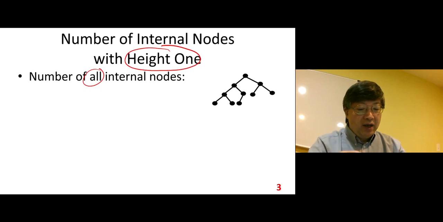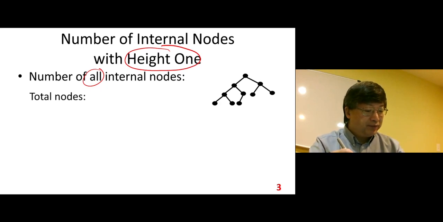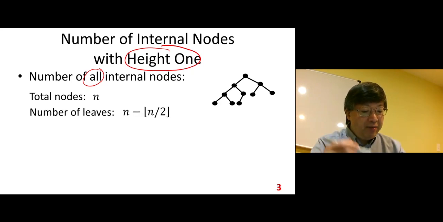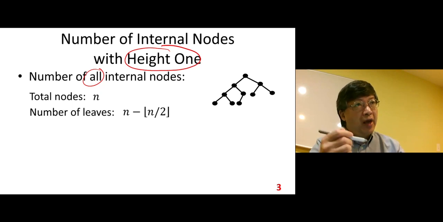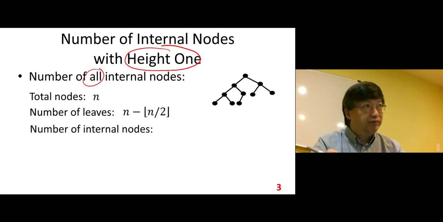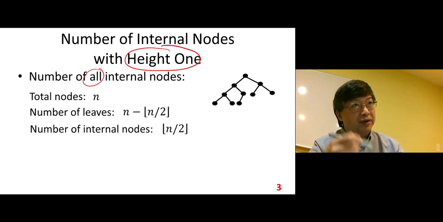All right, so look at this. This is an example heap. Now we want to look at the number of internal nodes first, all internal nodes first. The total nodes given is n, and we also know the number of leaves is n minus floor function of n over 2. Now the difference is the number of internal nodes. That's an easy answer. So that is the floor function of n over 2.